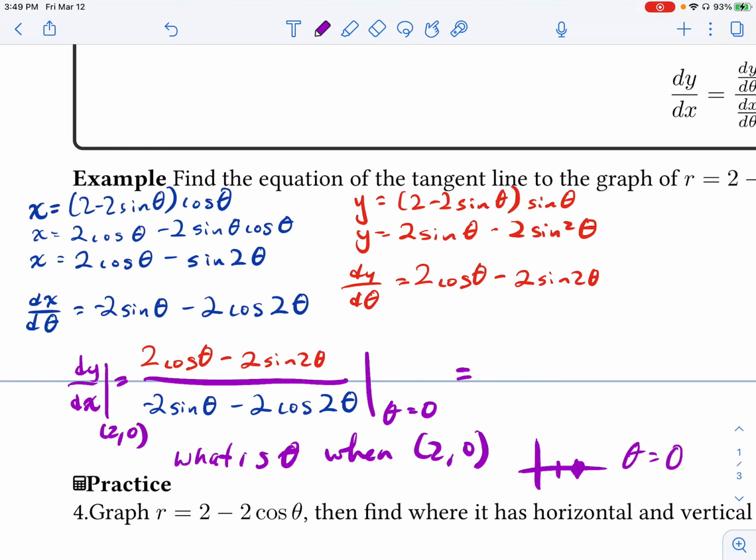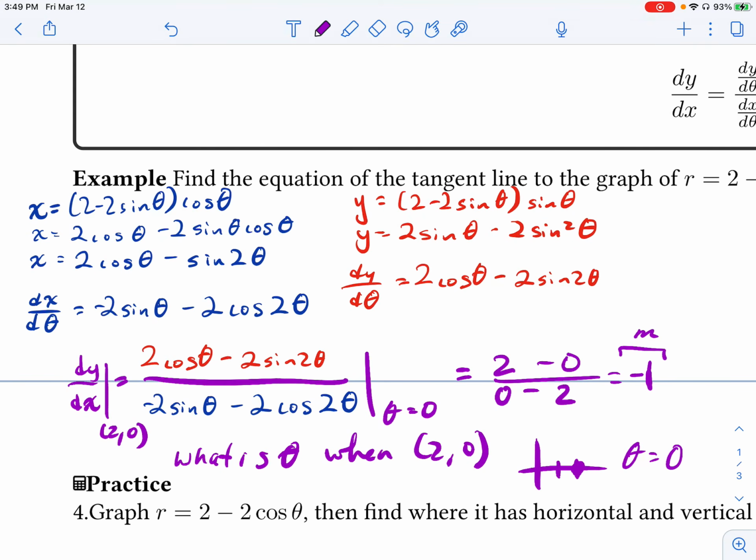So when theta is equal to 0, cosine of 0 is 1, so 2 times 1 is 2. Anytime we take the sine of 0, we're just going to get 0, so we don't have to really worry about that. And in the denominator, we've got another sine of 0, so that's going to give us 0. And now we've got 2 cosine 2 theta. Well, again, cosine of 0 is just going to be 1, so negative 2 times 1 is negative 2, and that just gives us negative 1. This is the slope of our tangent line.